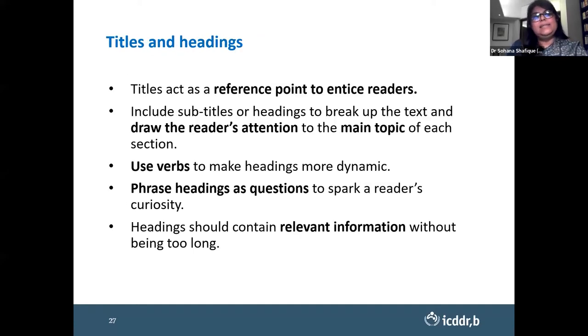For titles and headings, titles act as a reference point for readers. You can include subtitles or subheadings to break up the text and draw readers' attention to the main topic of each section, because, as I mentioned, this is for the audience. So have a main title that tells people what it is about, then a little bit of description, and sometimes some key recommendations are also very helpful. You can use verb words to make the headings more dynamic, and phrase headings as questions to spark the reader's curiosity. Headings should also contain relevant information without being too long.